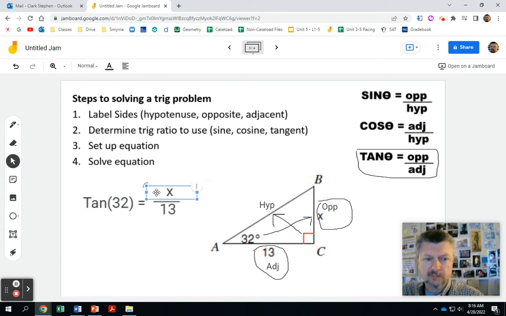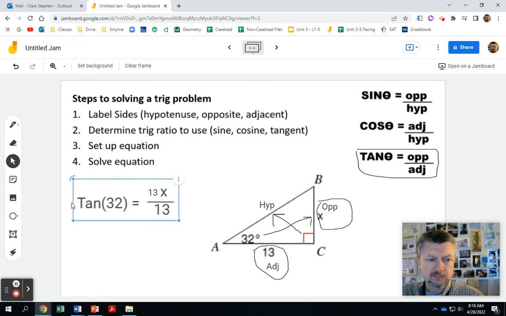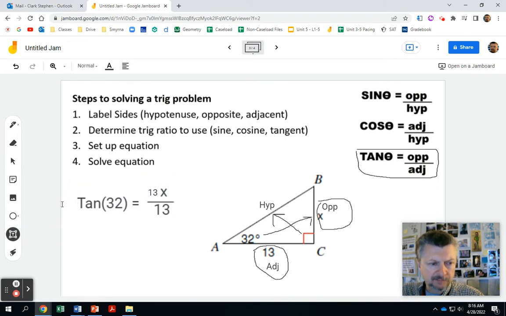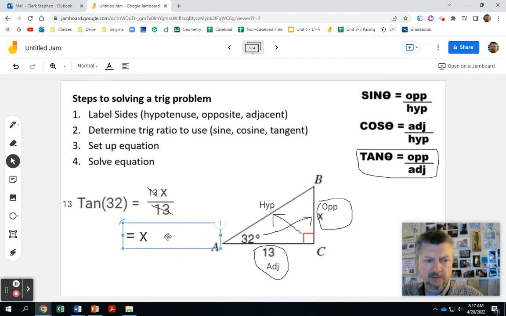So, I'll put this in front of the x here. That's 13 times x. You know if it's just 13x, that's 13 times x. And I'm going to put a 13 in front of this too, if I can squeeze it in here. That's 13 times tangent 32. So you know these are going to cancel. These 13s cancel. And then we're going to be left with something equals x.